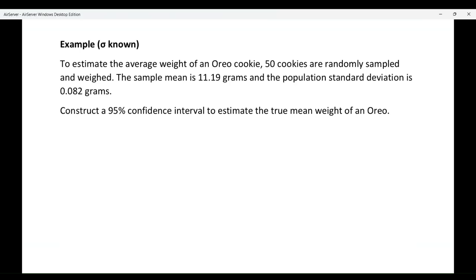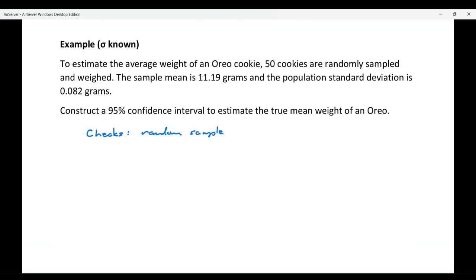In this case, it says to estimate the average weight of an Oreo cookie, 50 cookies are randomly sampled and weighed. The sample mean is 11.19 grams, and the population standard deviation is 0.082 grams. Construct a 95% confidence interval to estimate the true mean weight of an Oreo. Okay, so again, before we even get going, we remember that we do have those checks that we need to test before we jump in and find this confidence interval. First of all, I'll write checks here. We need to acknowledge that this is a random sample.